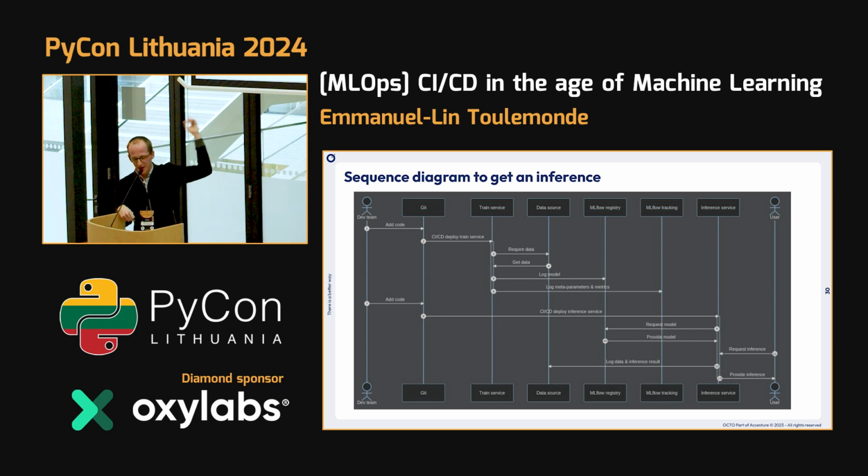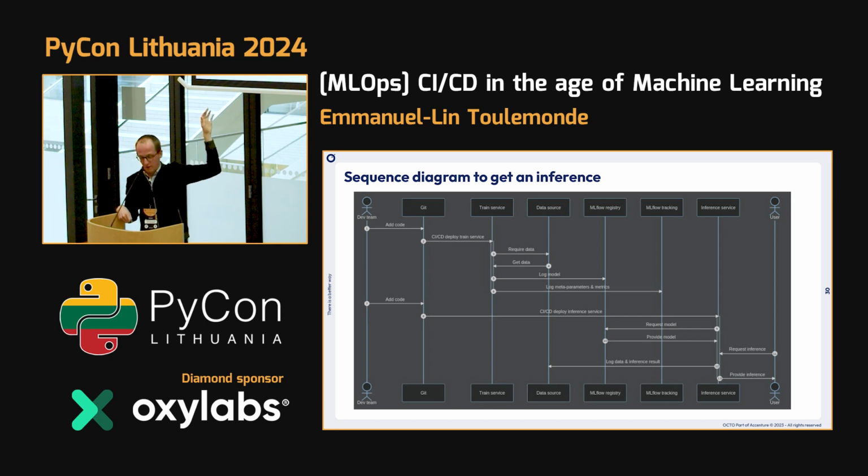My workflow is, well, a bit more complicated. So once again, I'm coding on the left. I add my code. On the upper side is the training service, on the lower side it's the inference service. So it's deployed to the train service. I require data and get some data. I log my model, I log my metadata, my metrics and stuff like that, maybe with MLflow.